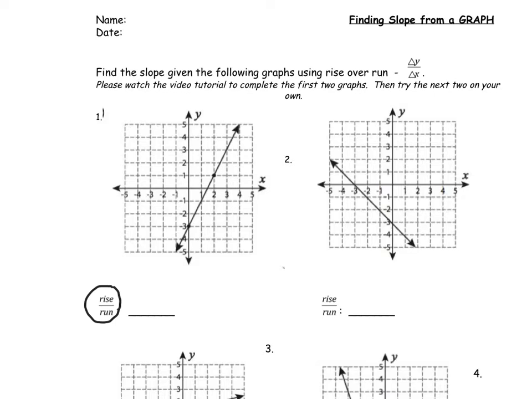So first of all, the rise we want to notice is a clue word for that we go up or down. It's a vertical movement, and the run is a right or left movement. So these are the movements we're going to make.